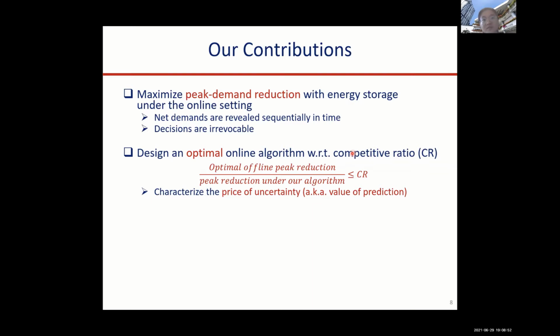It means that there's no other deterministic or randomized online algorithm which can attain a smaller competitive ratio than our algorithm. The smallest possible competitive ratio is the best possible competitive ratio. It's also called the price of uncertainty, or the value of prediction, because it indicates how much improvement we can obtain if we know perfect prediction of future information. We show that we can characterize the price of uncertainty in polynomial time.